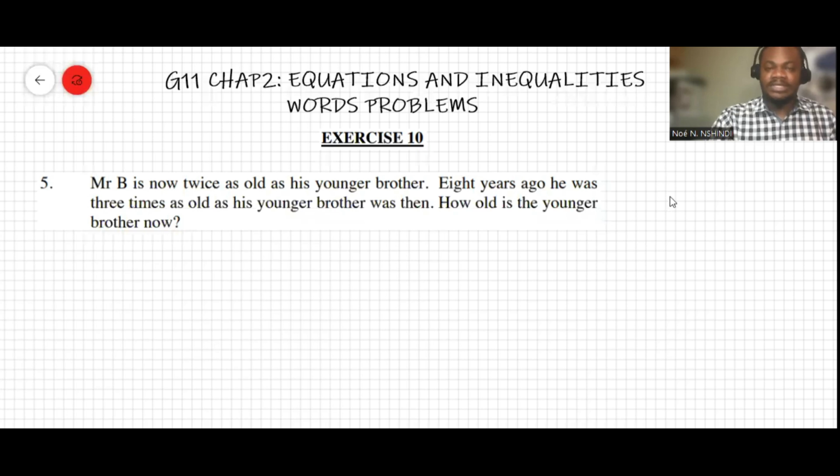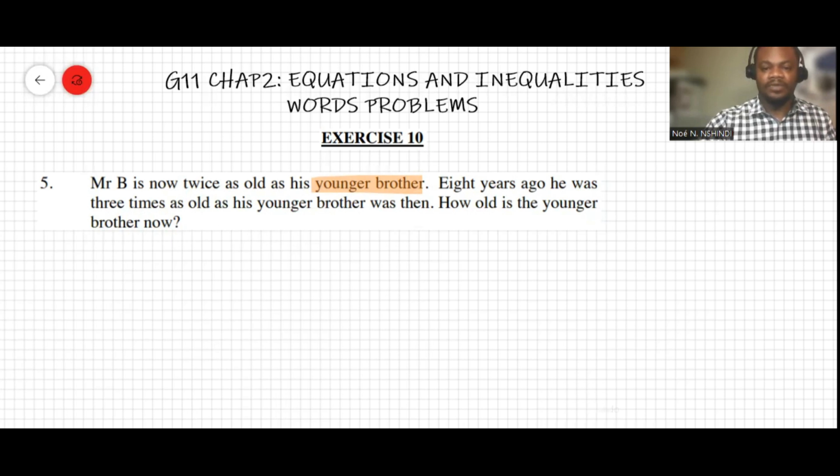The question says here that Mr. B is now twice as old as his younger brother. 8 years ago, he was three times as old as his younger brother was then. How old is the younger brother now? Okay, we're going to identify, let's label Mr. B's younger brother's age.